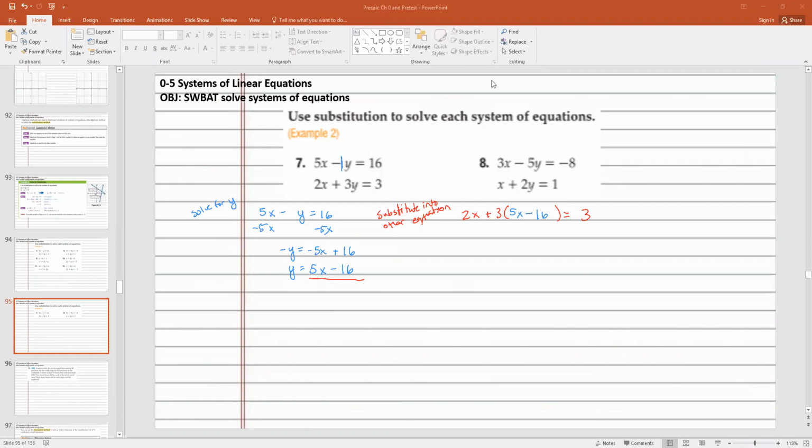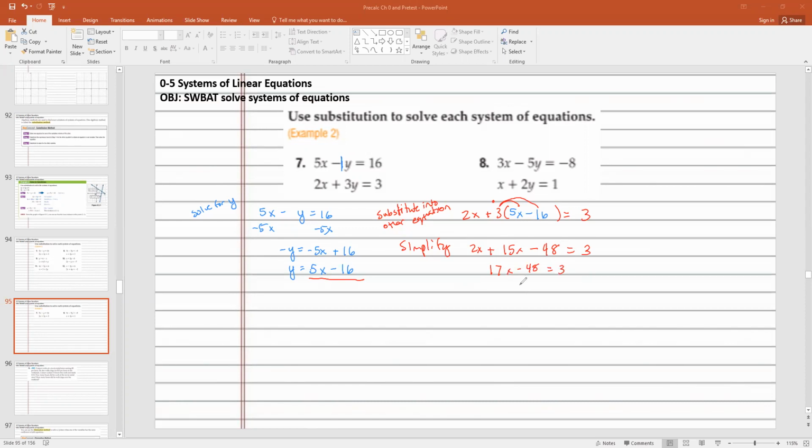And now we want to simplify. Okay. So simplify. So that 2x stays the same. That 3, we're going to distribute the 3. So 3 times 5x is 15x. And 3 times -16 is -48 equals 3. 2x plus 15x is going to give us 17x minus 48 equals 3.